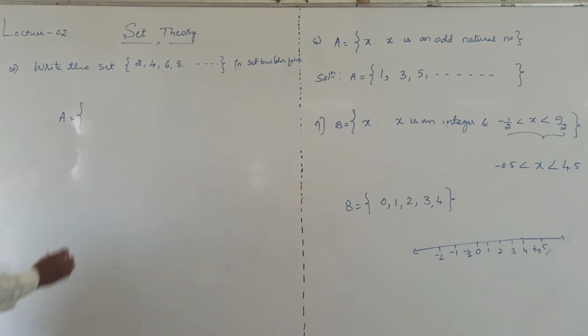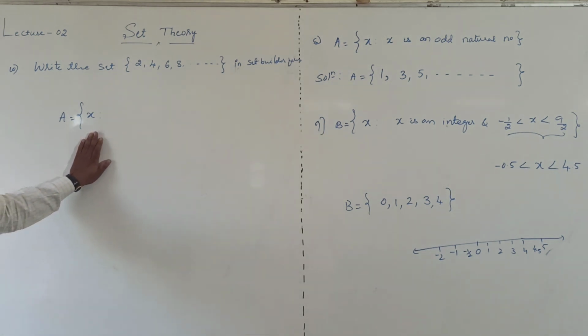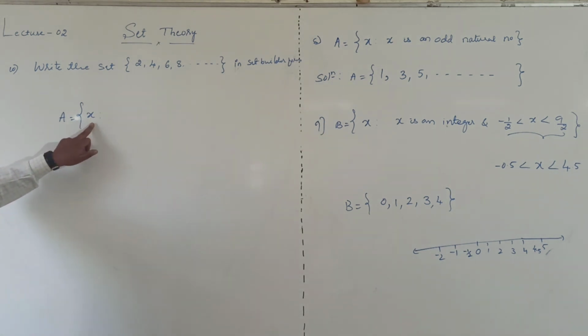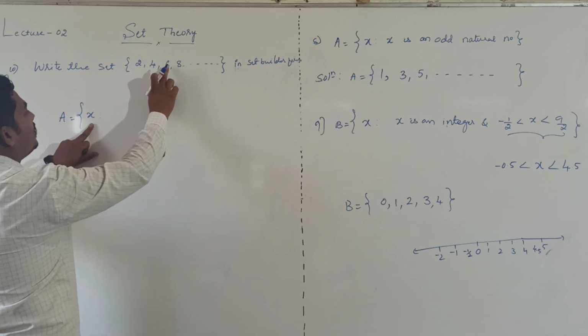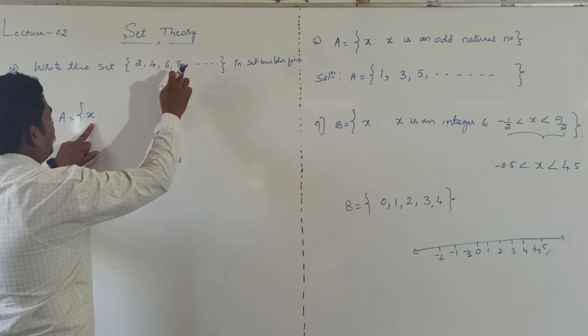Here, what is the common property? First write X only, X such that. We should give a definition for X. What is the definition of X in this case? Clearly it is a multiple of 2. It is also a multiple of 2. Multiple of 2.